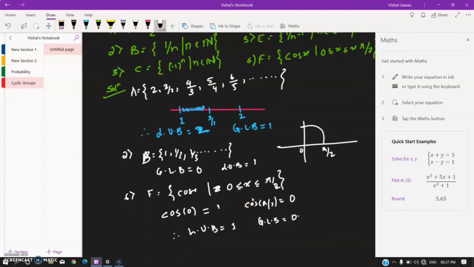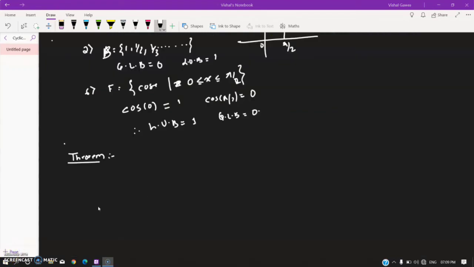Similarly, one can check other examples and check whether they have suprema, whether they are bounded or not bounded, and so on. So bounded above and bounded below. All these sets are bounded above as well as bounded below. One can immediately check that. All right. Let's look at the following.